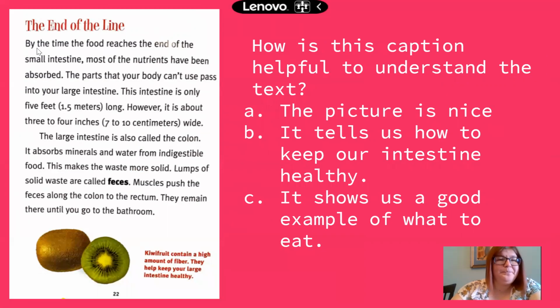The end of the line. Make sure you're reading with me. By the time the food reaches the end of the small intestine, most of the nutrients have been absorbed or soaked in. The parts that your body can't use pass into your large intestine. This intestine is only 5 feet, 1.5 meters long. However, it is about 3 to 4 inches, 7 to 10 centimeters wide.